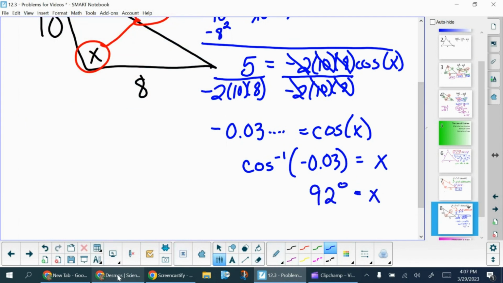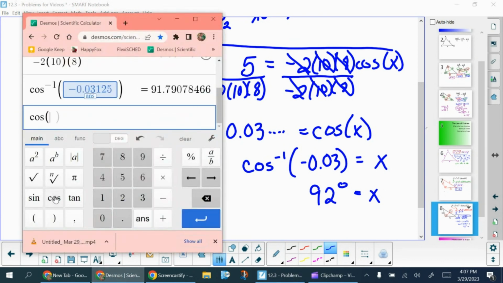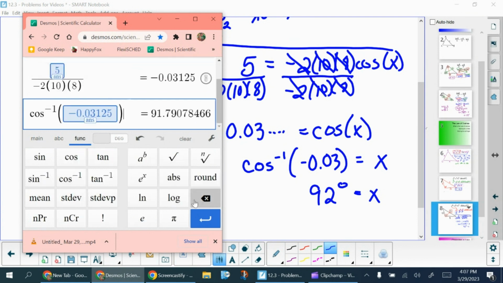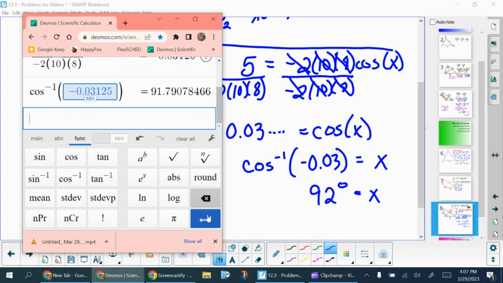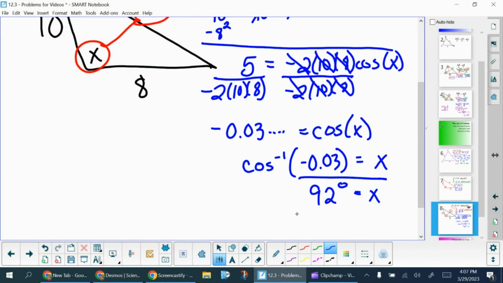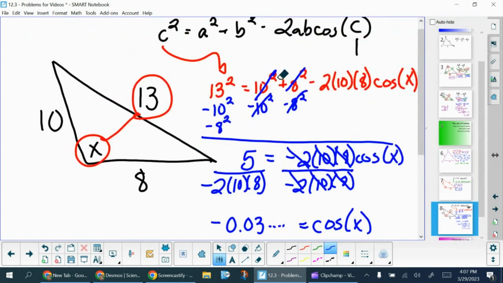And just as an example of what would happen if I didn't use the previous answer button, and I just did inverse cosine of negative 0.03. In this case, it's not too far off. It actually would round to 92 as well. But you will find situations where if you round that number off, it could give you some very strange answers. So I get 92 degrees there, and I've solved for my x.